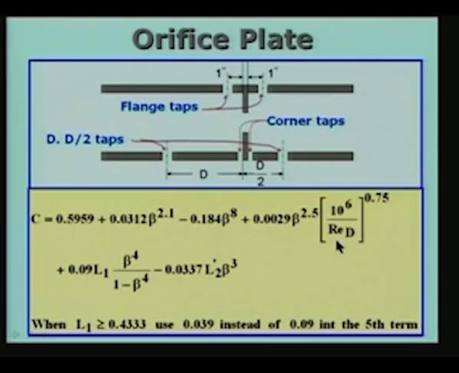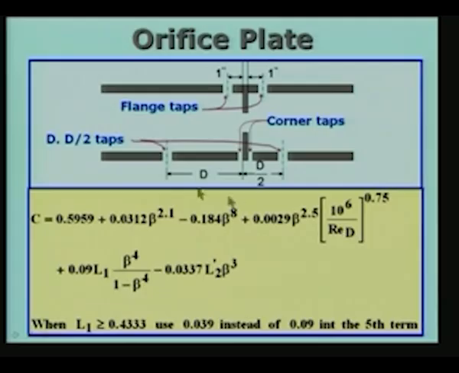So, what is the problem with this equation? This is incidentally called the Stolz equation. Stolz is the name of the person, Stolz equation. The equation says that the coefficient of discharge is 0.59959, this is the dominant term, plus some contributions due to the value of beta, then the L1, L2 etc., and then we have a term which depends on the Reynolds number.